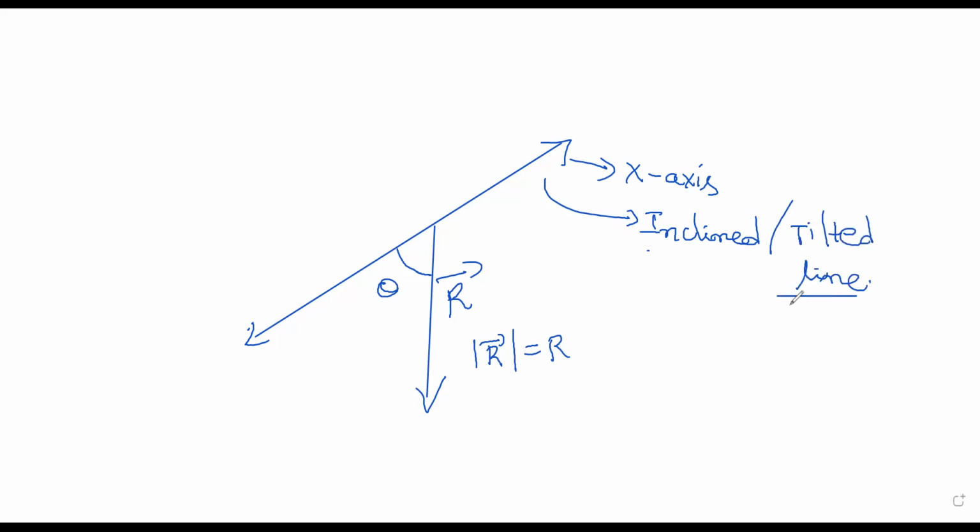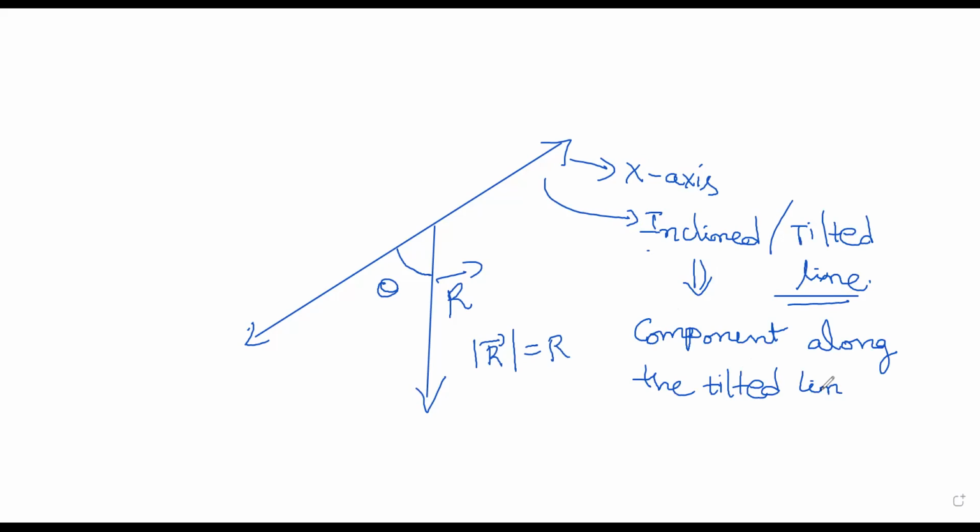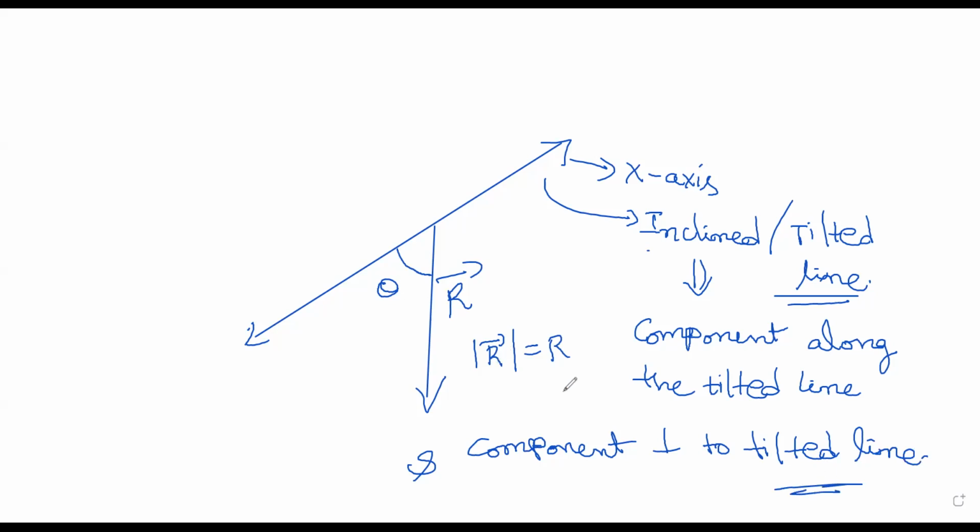So on the tilted line, you have one component along the tilted line, and a component perpendicular to the tilted line. So these are the two situations we see in physics. In general, this is one of the situations we see in physics. So this is the third situation I can tell you.